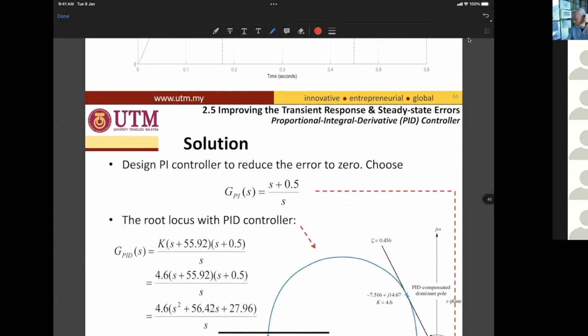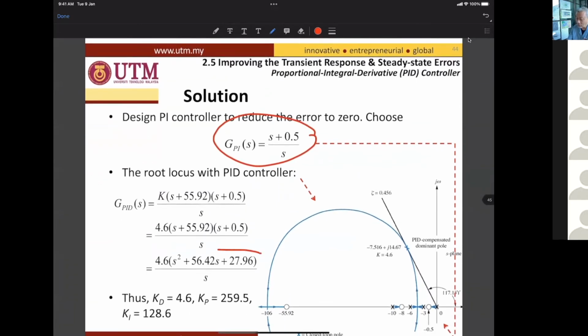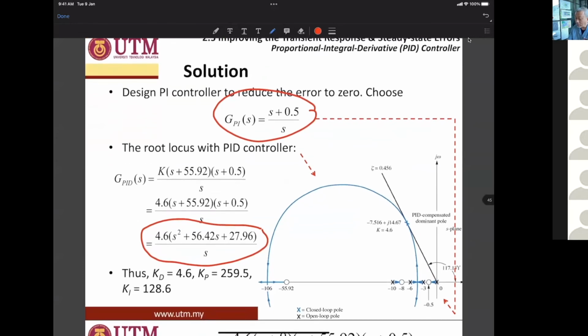And for PI controller, so it's quite easy compared to PD controller. You just introduce (S + 0.5)/S. Okay, then multiply together with the PD, so you get the G_PID, which is this one. Okay, and simplify and compare with the standard formula of the PID controller, so you get 4.6, 259.5, and 128.6.